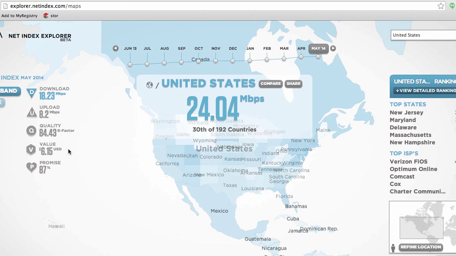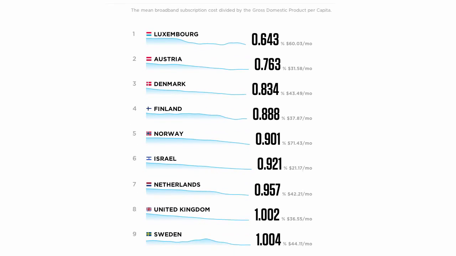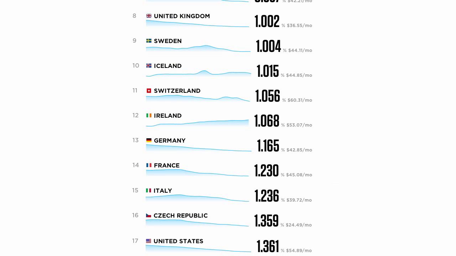So how does the internet in the United States compare to the internet abroad? Despite inventing the internet, the United States fares poorly against its European counterparts. Looking at data from netindex.com, which tracks mean broadband subscription cost divided by GDP, the US is ranked 17th within the OECD.